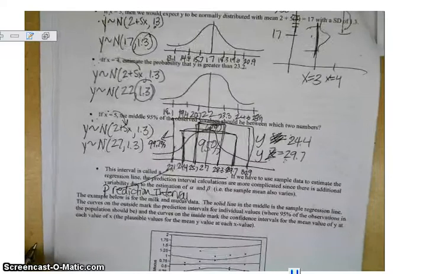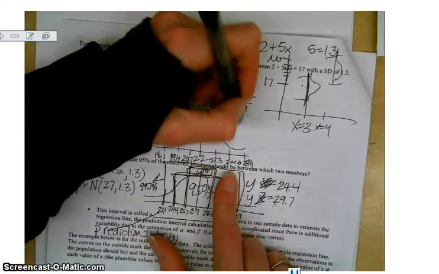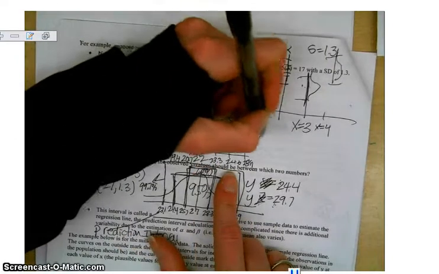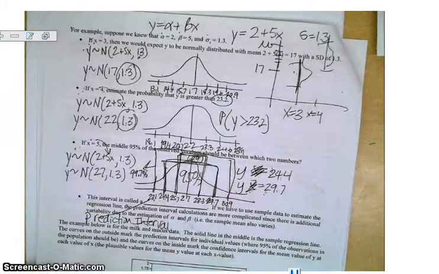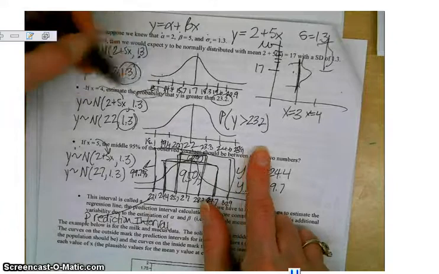Oh, sorry, we forgot to finish this one. So I found that, so now I want to do, let's back up to here. We want to know what is the probability that y is greater than 23.2. Thank you, Carly, for asking me to finish that. Since this is normal, Carly said, don't we just do normalcdf?